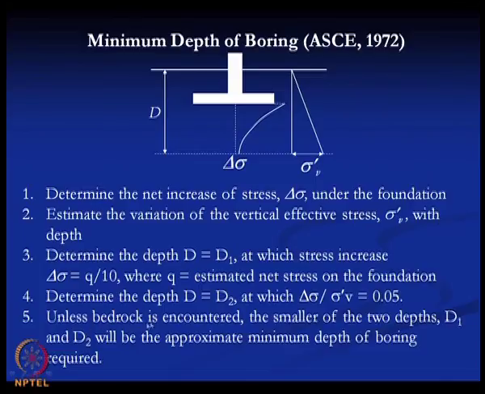Now, unless bedrock is encountered, the smaller of the two depths D1 and D2 will be the approximate minimum depth of boring required. If we encounter the bedrock in between these two, then we have to go up to the bedrock, and that is okay. But if the bedrock is not encountered, then the smaller of these two depths will give us the approximate minimum required depth of boring.